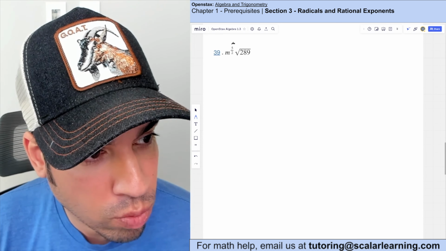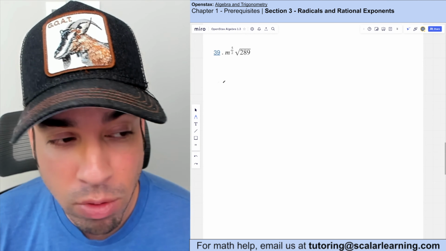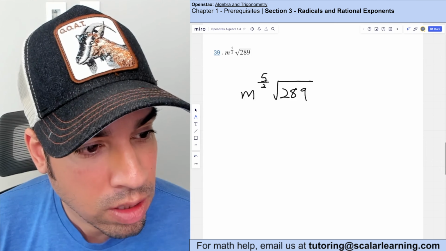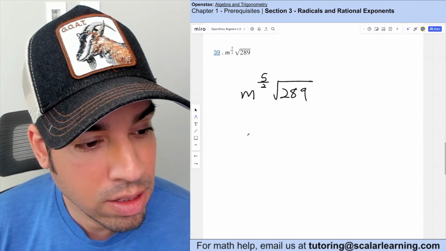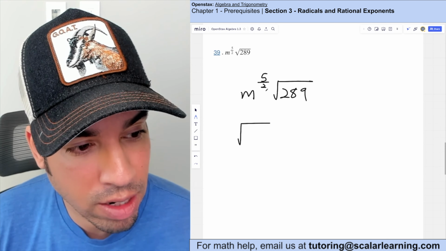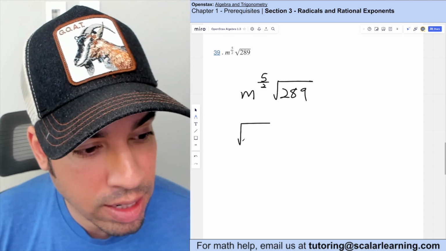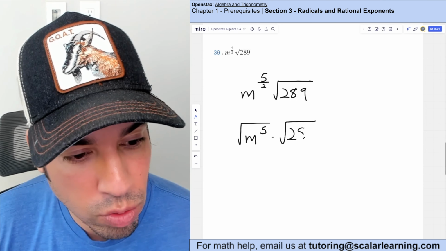So in this case, we've got a rational exponent, and I'm going to explain how to convert this into radical form. So the numerator represents the power that m is being raised to. The denominator represents the index of the radical. So this is the same as the square root. And again, I don't need to put a 2 here because when there's nothing, it's implied that it's the square root. And then inside it's m to the 5th times square root of 289.